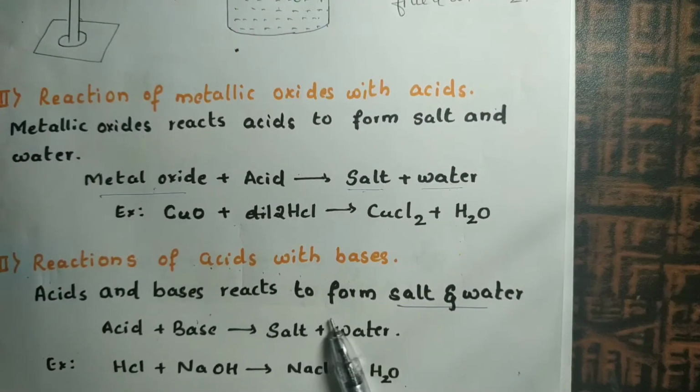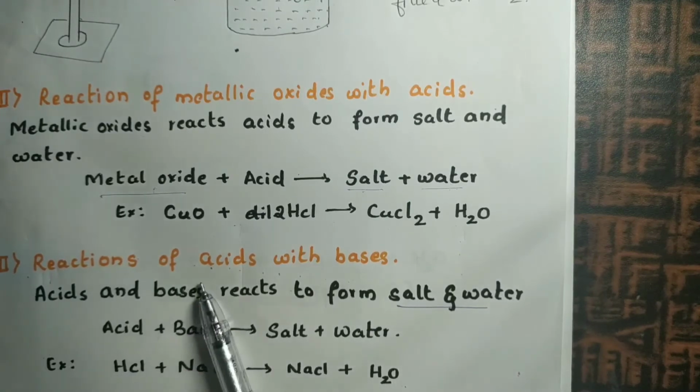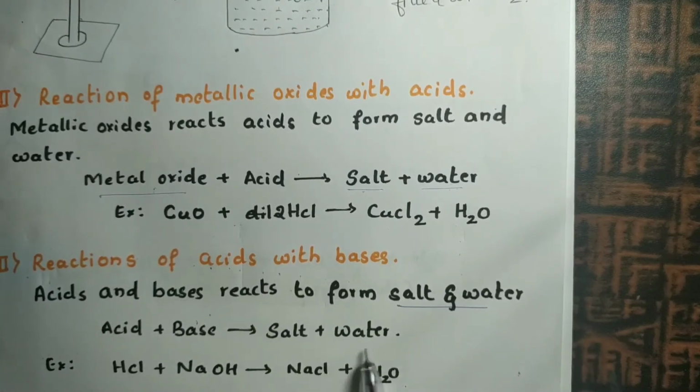Next reaction is the reaction of the acids with the bases. Acids and bases always react to form salt and water. The salt and water which is formed is neutral in nature. That's why this reaction is called a neutralization reaction. So acid plus base always gives salt and water. Let us take hydrochloric acid plus sodium hydroxide, which gives sodium chloride and water.